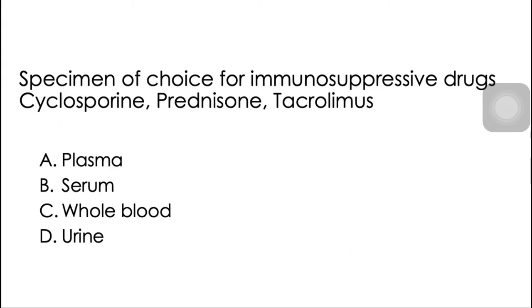Specimen of choice for immunosuppressive drugs. Common examples of immunosuppressive drugs are cyclosporine, prednisone, and tacrolimus. If we are asked what the specimen of choice is for cyclosporine, prednisone, or tacrolimus, which are immunosuppressive drugs, the answer is whole blood. So again, whole blood is the specimen of choice.